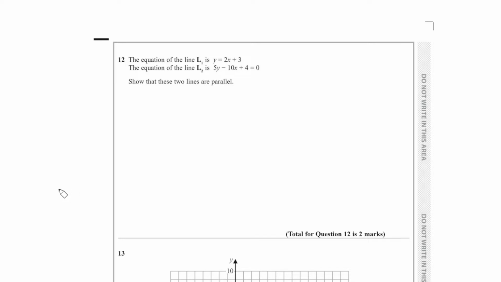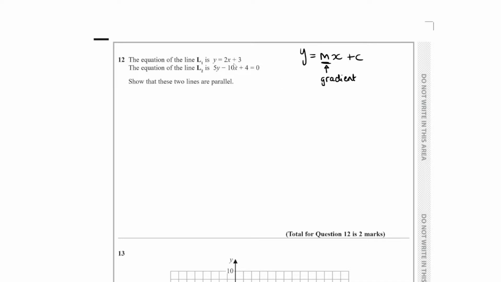When they're parallel, it means that they have the same gradient. And the gradient of a straight line, if you write it with y being the subject, is m, the coefficient of x. So what we need to do is compare the coefficients of x of both lines, and if they're the same number, it means they're parallel.